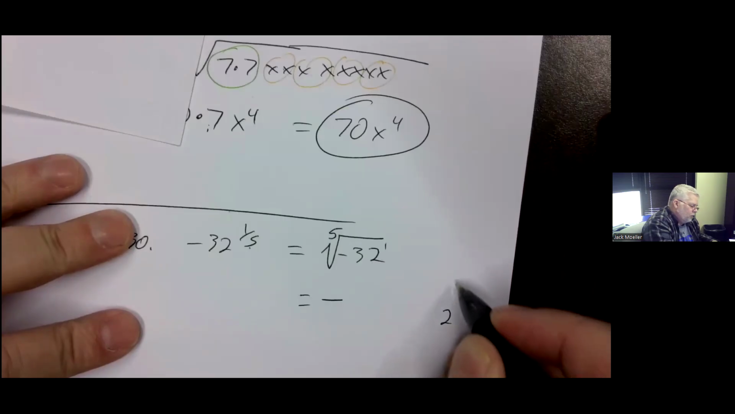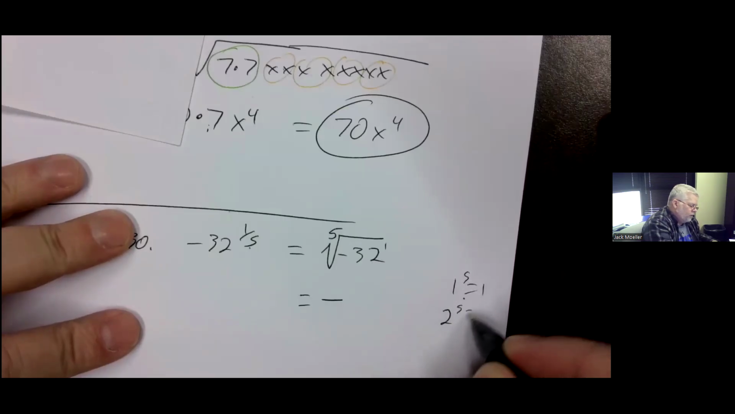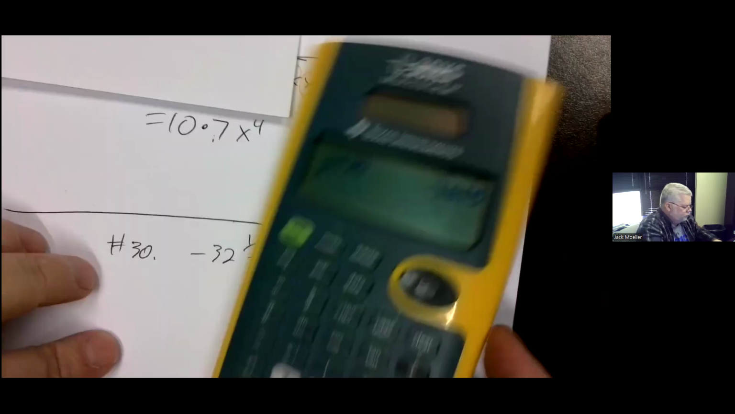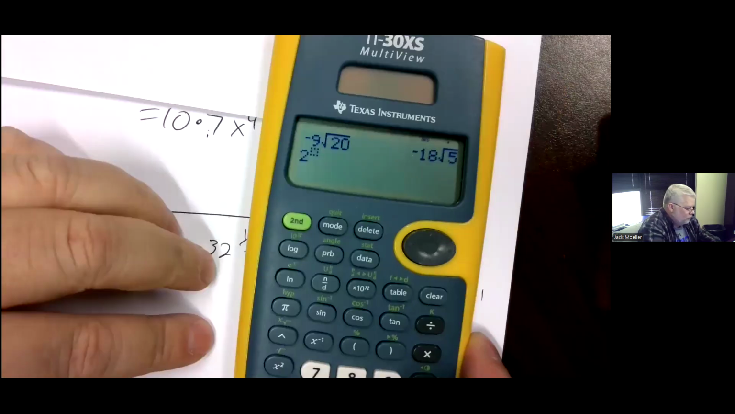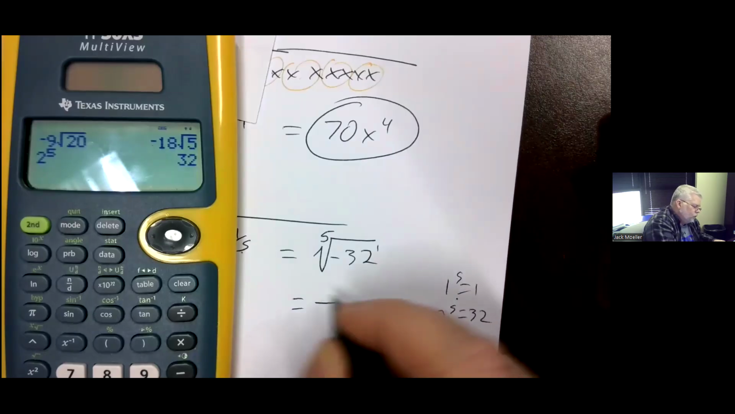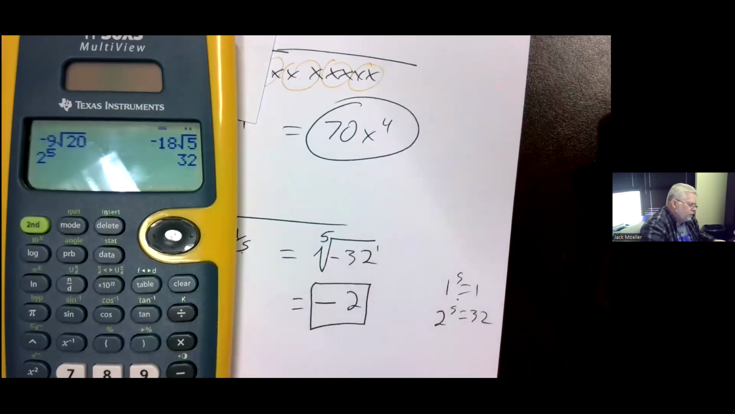1 to the 5th is 1, 2 to the 5th. On these calculators, that's your exponent key. 2 to the 5th is 32. That is -2.